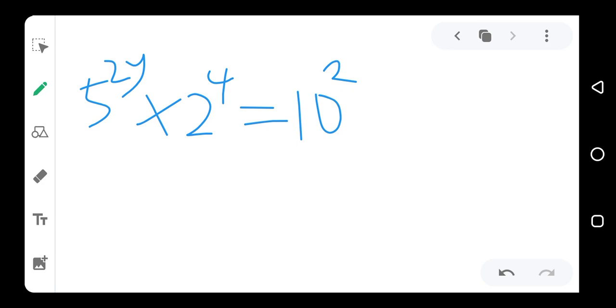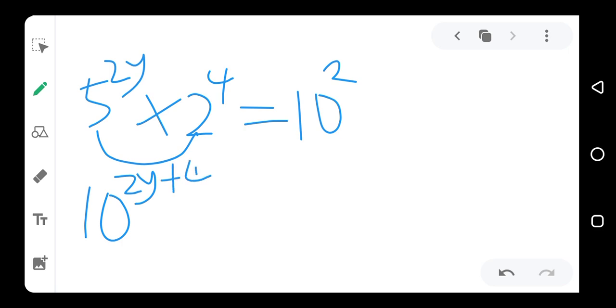Now when we multiply the bases, it will give us 10. Then 2y plus 4. They are not the same, so we cannot add. We leave it at 2y plus 4. Again, we have the same bases, so we cancel them. And then we have 2y plus 4 is equal to 2.